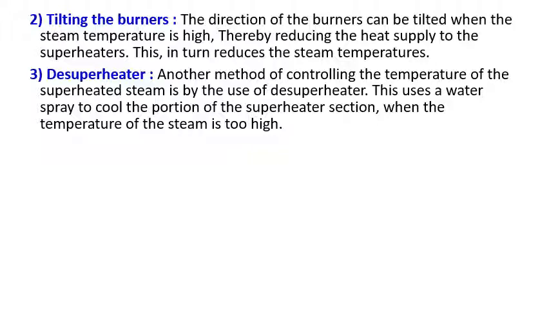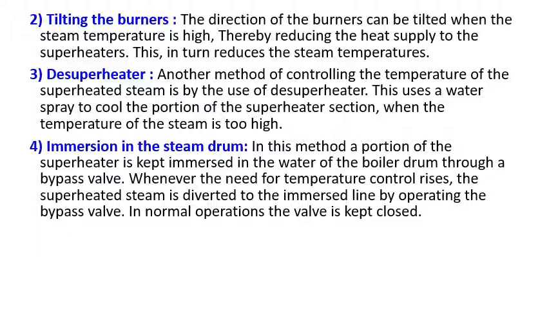What we have just seen in the earlier sketch, you spray the water in a particular form. It is not tap water; it is sprayed under pressure, as a mist, in a particular pattern so that the steam temperature comes down. Then there is immersion in the steam drum. This is one more method where we immerse the coil in the water so that the steam temperature comes down.